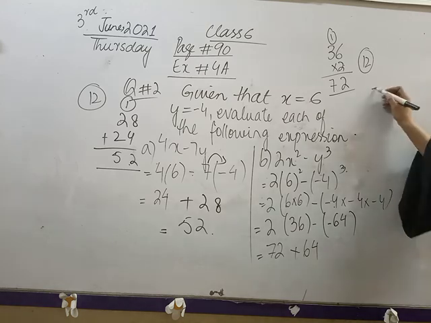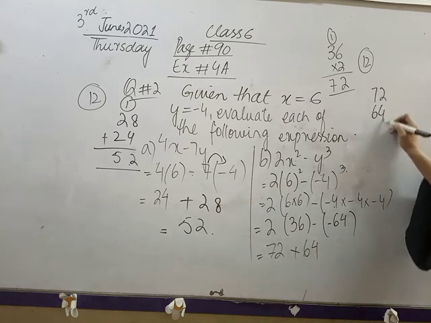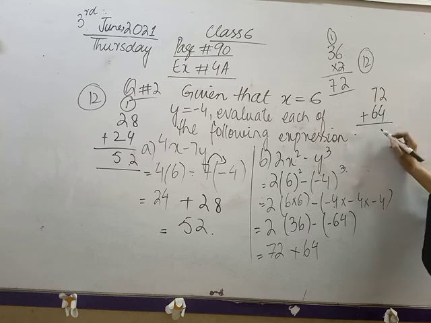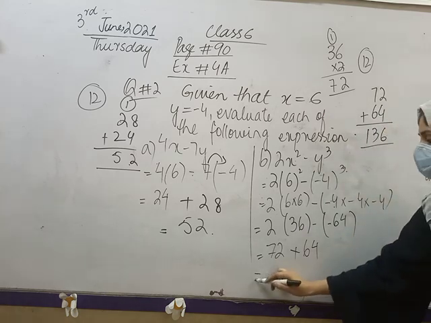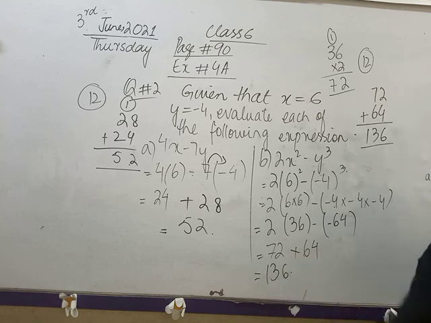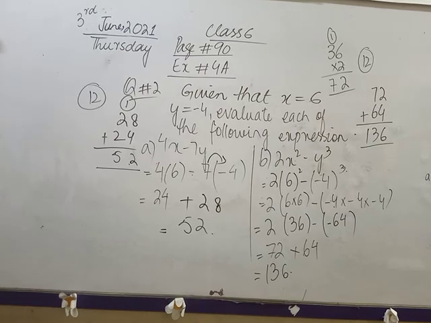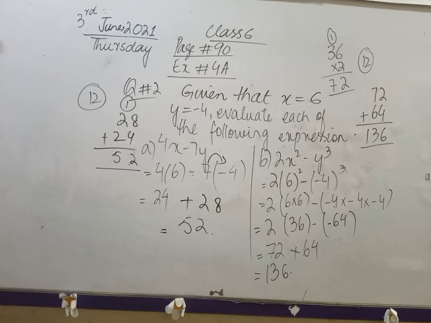Fine. Now I will simply add the numbers, which is like this. 4 plus 2 is 6, and 6 plus 7 is 13. In the end I have 136. When I add 72 and 64, I have 136. Fine class. So this is all which is related to question number 2.